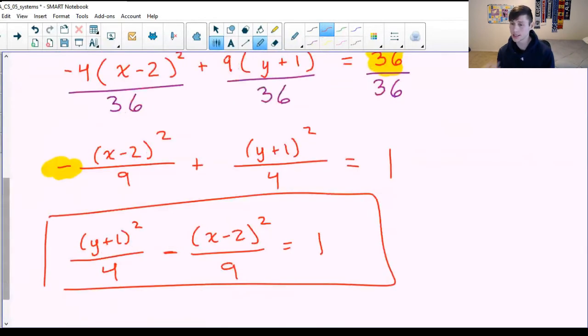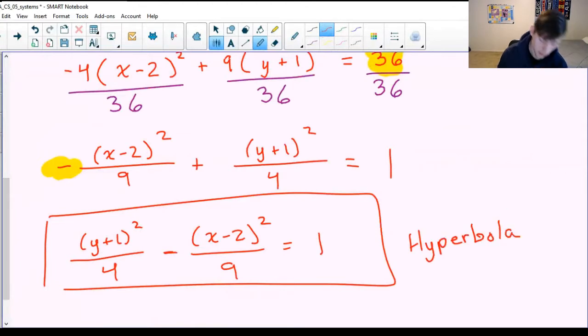And the question said also classify. That's what we just did a second ago. I know by seeing that minus sign that that's going to be a hyperbola.